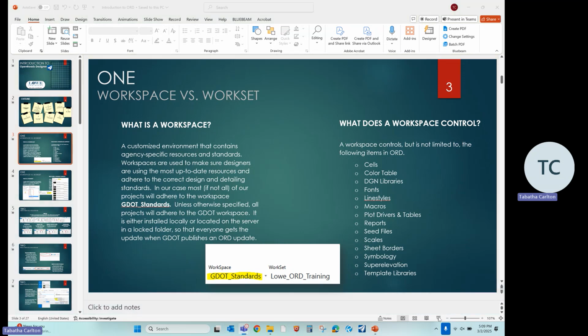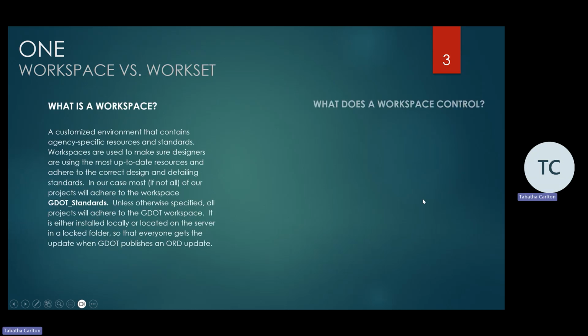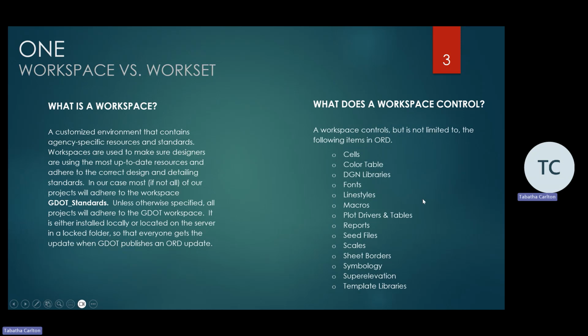And GDOT has a workspace that they have built, and they've worked a good while on it. It's out there called GDOT Standards. You can download it from their website. So a workspace basically makes sure your sheets and your output look like a GDOT project. All states have a workspace.